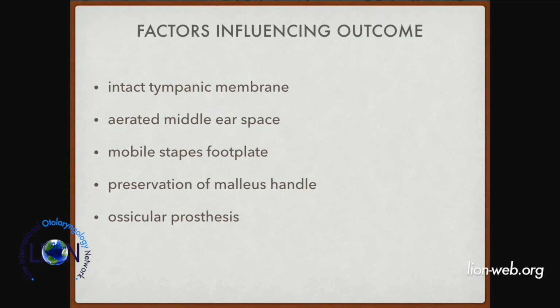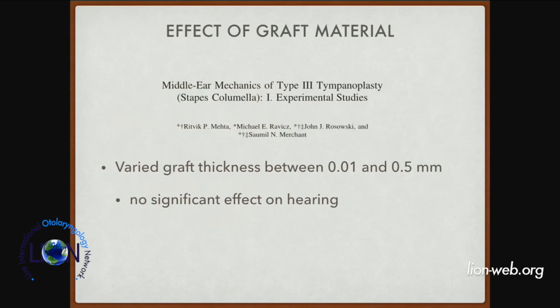But you have to keep in mind the fact that you need an intact tympanic membrane, you need an aerated middle ear space, you need a mobile stapes footplate. Ideally, this is a better outcome if you can preserve the malleus handle. I think the literature has proven that you get better outcomes in terms of hearing. And then you can pick the ossicular prosthesis depending on your budget and what you have available in your market. What you use in terms of grafting, just again another discussion, but whether you just use tympanic fascia, perichondrium, whether you use cartilage or not, eventually does not have much of an effect on the hearing outcome of your surgery.